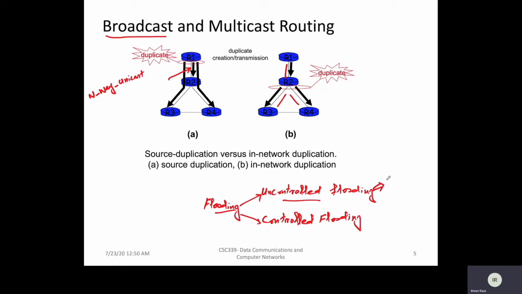broadcast storm. So this can create a broadcast storm. What do you mean by broadcast storm? A broadcast storm results from the endless multiplication of broadcast packets, right?